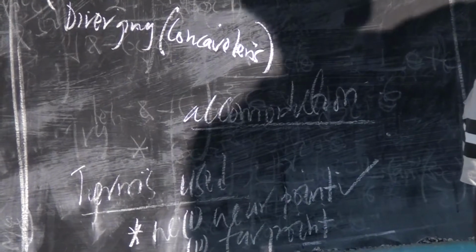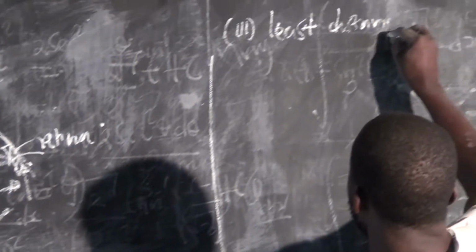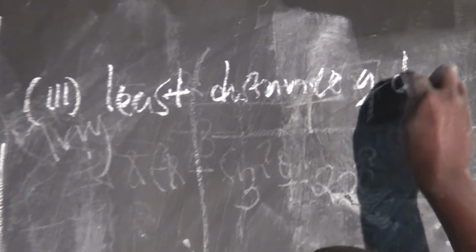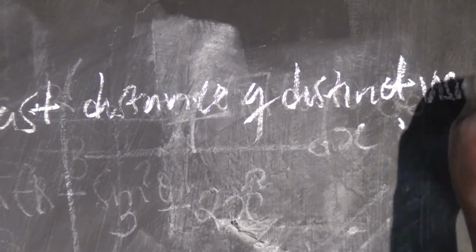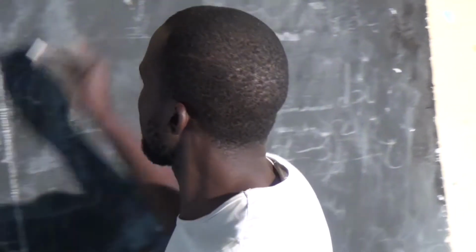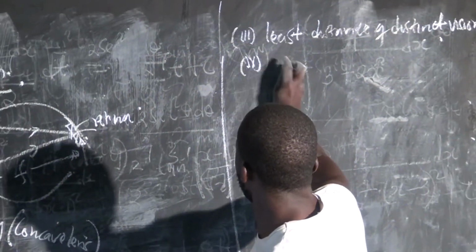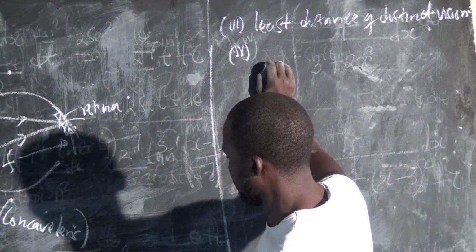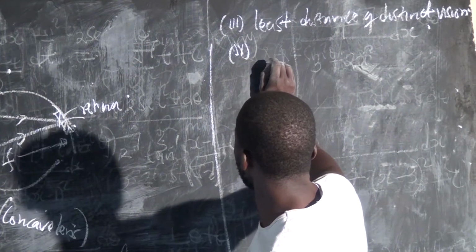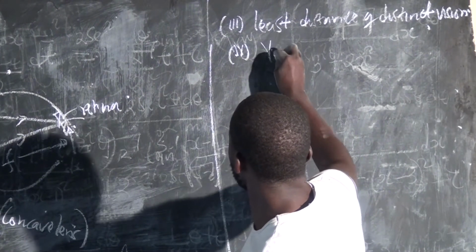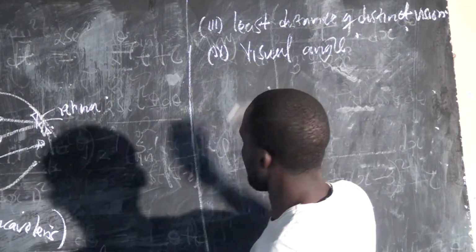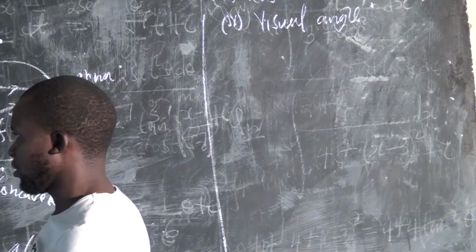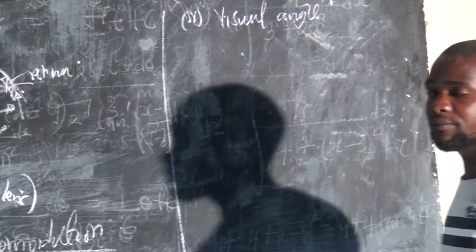Least distance of distinct vision. Then talk about near point, far point, least distance of distinct vision. We shall talk about the visual angle, like that. Sometimes used in your optical instruments.